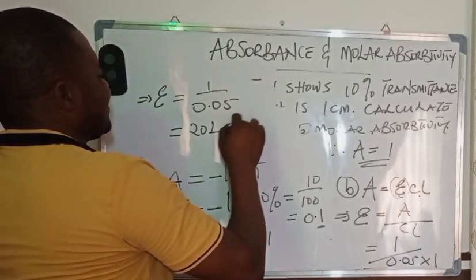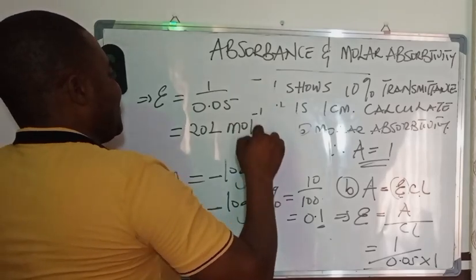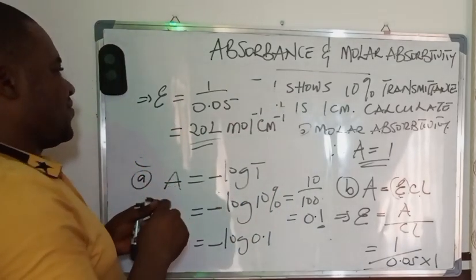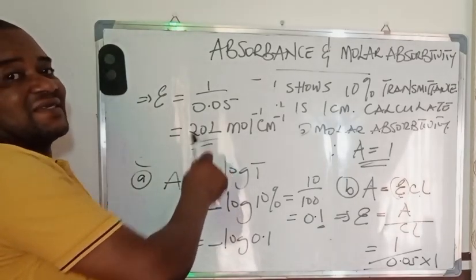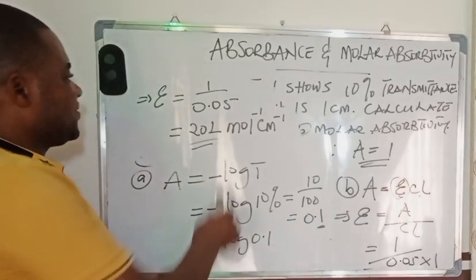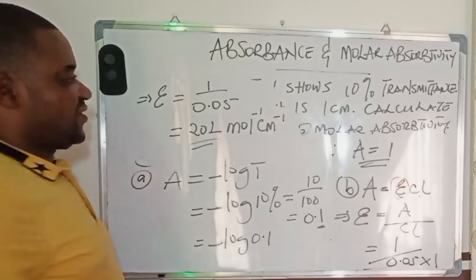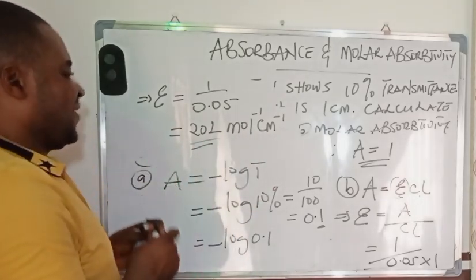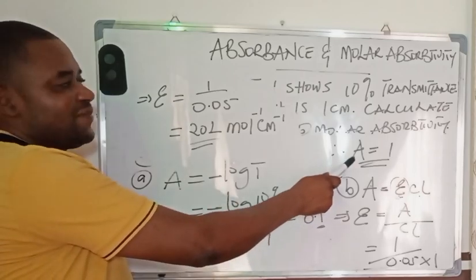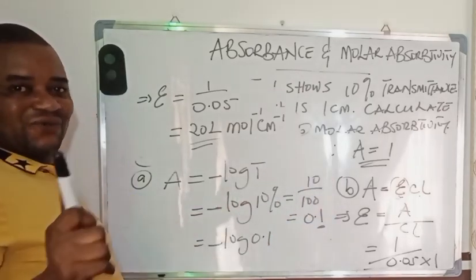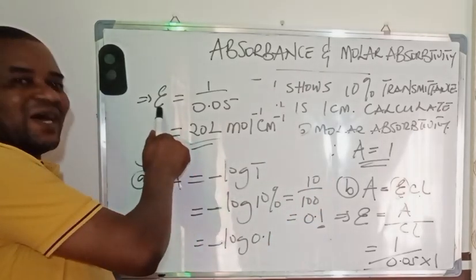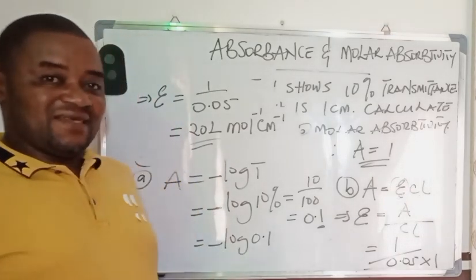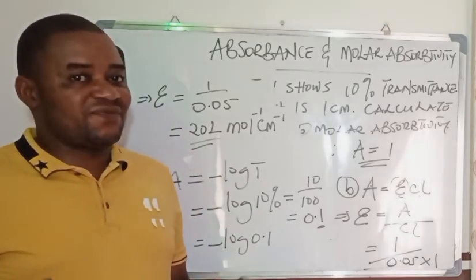You have 20 liters per mole per what? Per centimeter. This is what you have. The liters is simply giving volume, the mole is giving you concentration, and the centimeter is giving you the path length. So you have been able to calculate the absorbance, and also you are able to calculate the molar absorptivity. You can see that the formulas that relate these are basically absorbance formulas.